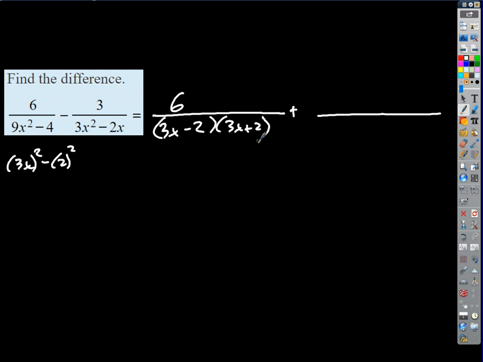And then how about over here? I've got a 3 on the top. What's it factor into on the bottom? So I can take out an x, it looks like, right? And what am I left with?